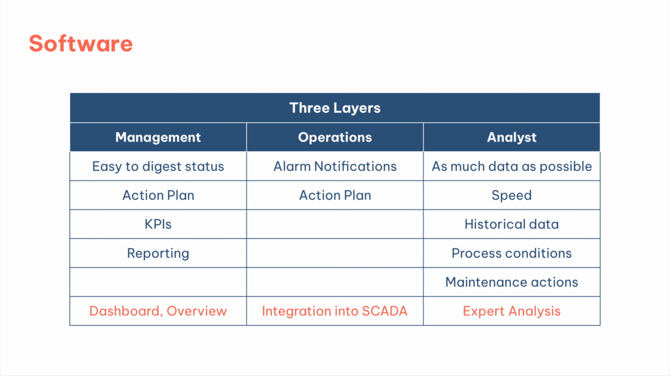So the software has 3 layers for most facilities. It's the management level. They need easy to digest status, action plans, KPIs, reporting. The operations level, they need alarm notifications and quick action plans so that they can stay in operation. And the analyst needs as much data as possible, speed references, historical data, process conditions, and come up with maintenance actions and plans based on the diagnosis that they put down. So we need a software to be able to have these different areas so they're not overlapping and you're not giving too much data that can confuse people, and you have enough data when you need it.